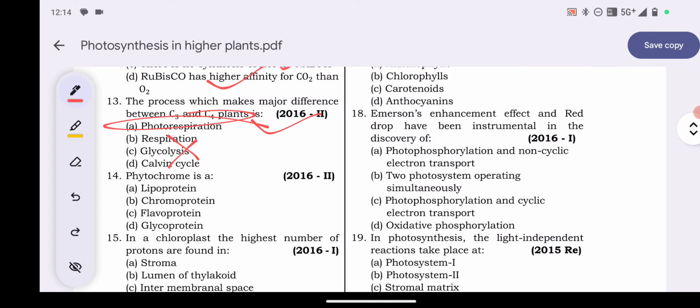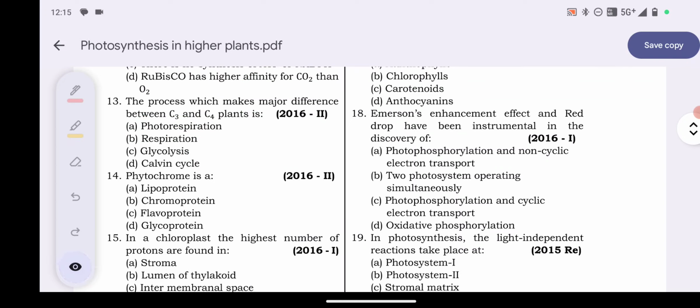एक्सप्लेनेशन की बात करेंगे, photorespiration is the process that distinguishes C3 plants from C4 plants. C4 plants have a unique leaf morphology that allows them to withstand higher temperature, respond to higher light intensities, lack the process of photorespiration and produce more biomass. So this is the answer, option number A.